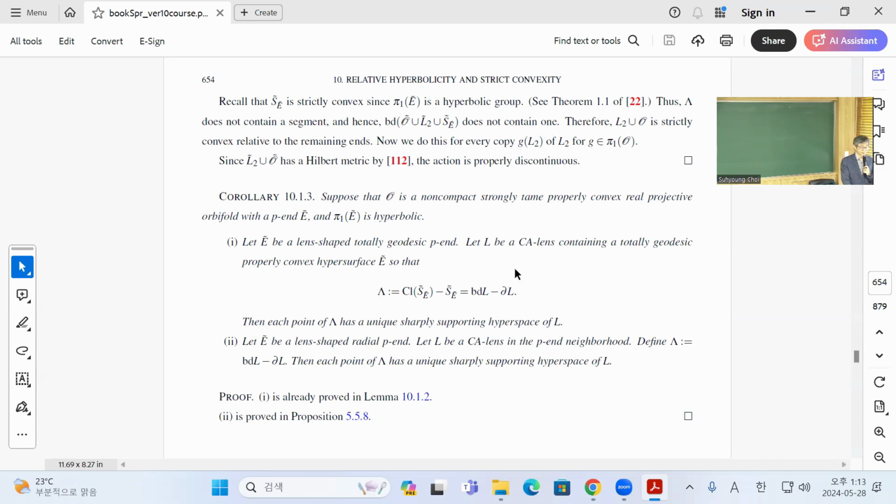So the corollary is that if you have a lens, a CA lens, and the totally geodesic hyperspace E, then each has a unique supporting hyperplane at L, and then L has a CA lens, and this has a unique hyperbolic supporting hyperplane at L. Okay.